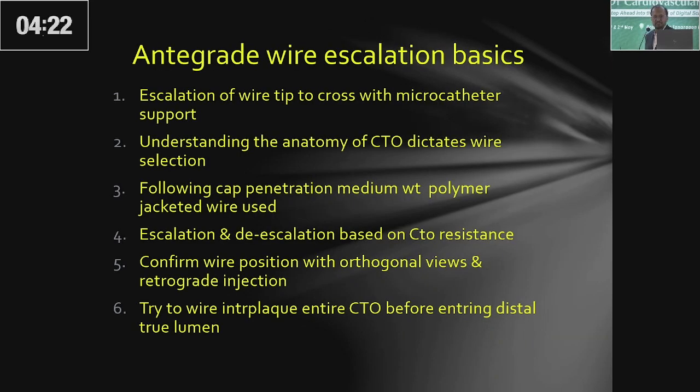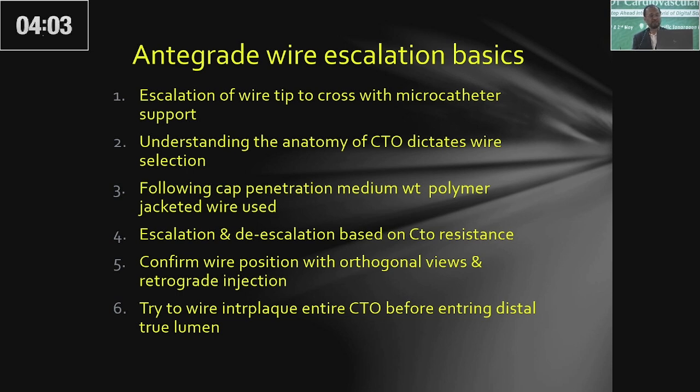So what are the basics of antegrade wire escalation? Escalation of the wire tip to cross with microcatheter support. Always take a microcatheter. Don't cross any CTO without a microcatheter. Understanding the anatomy of the CTO dictates wire selection, whether it is tortuous, whether it is straight, or whether there is calcium or not.